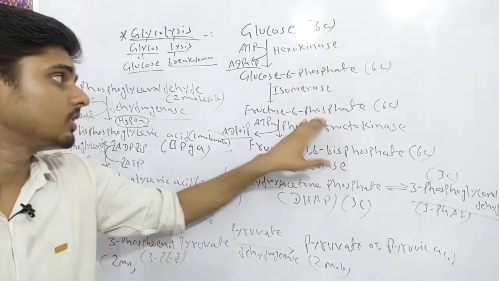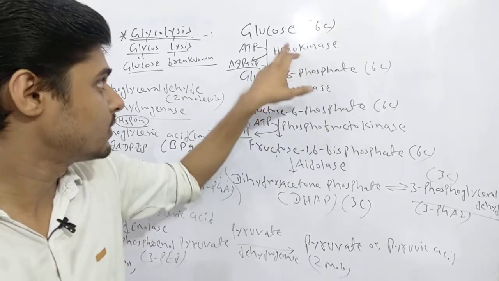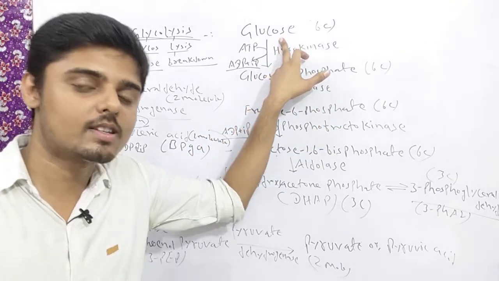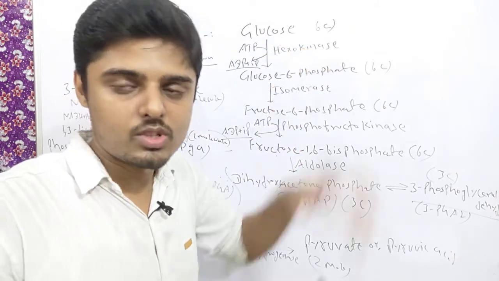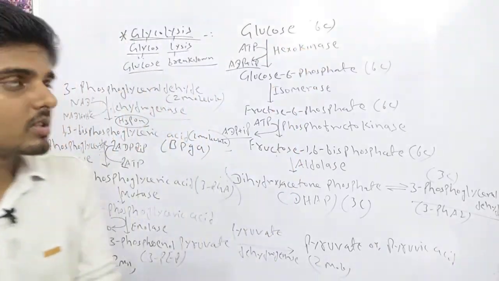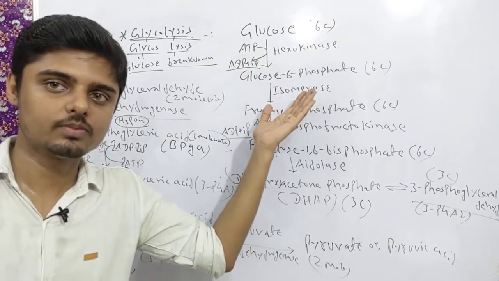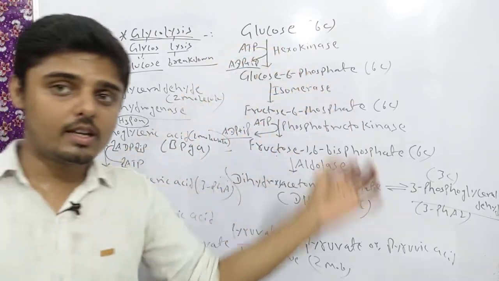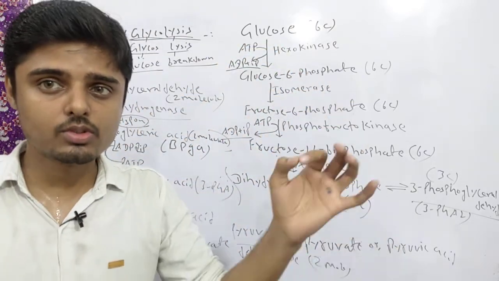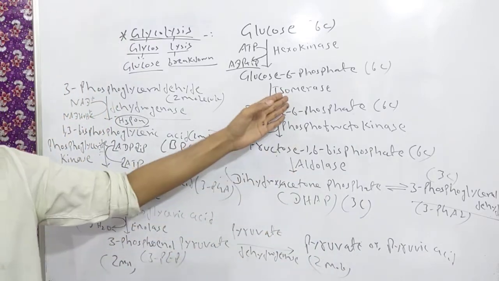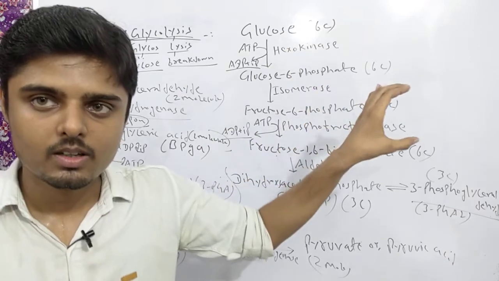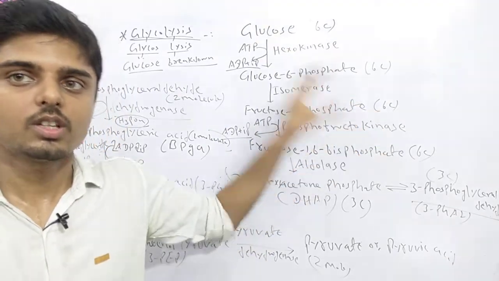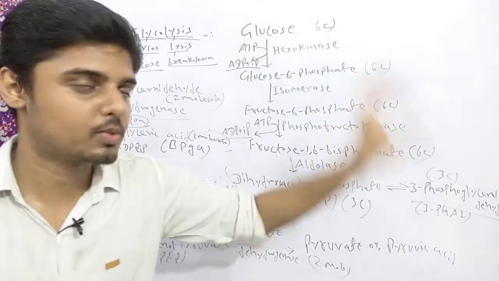And you can note here that this step does not happen if the substrate is fructose. What is a substrate? We know that substrates are those substances which enter into the respiration process. Like here, glucose is the substrate. And if this substrate is fructose, then there is no need for isomerization, so this second step does not occur if the substrate is fructose.